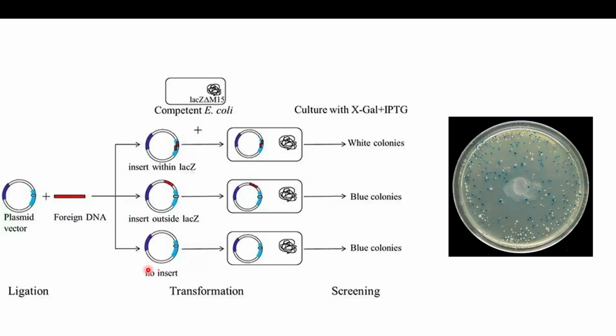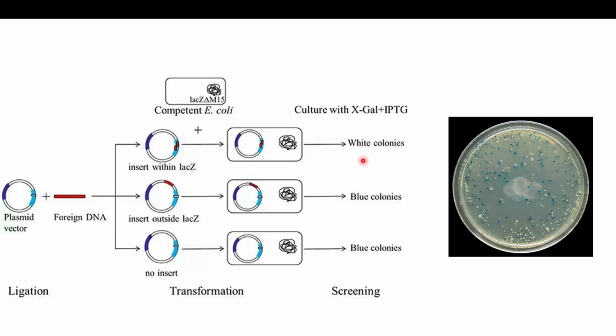Or another case will be that the foreign DNA hasn't really inserted, like hasn't really ligated at all. There's empty vector ligation, which has religated. There's no insert, and the lacZ stretch is still intact. So functional beta-galactosidase will form, and hence there will be blue colonies. Only the ones with the gene inserted in the lacZ stretch will lead to inactivated or non-functional beta-galactosidase, leading to white colonies.